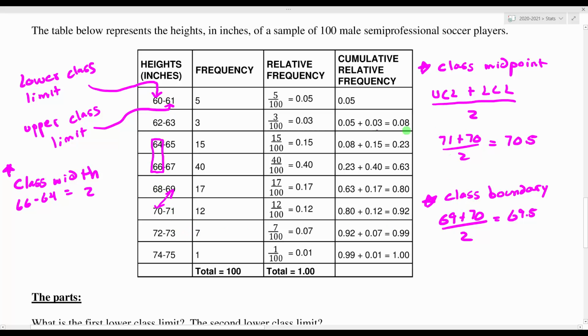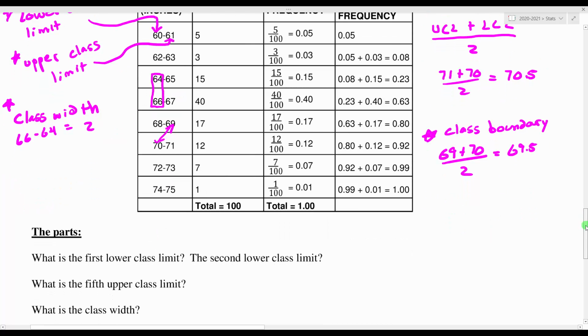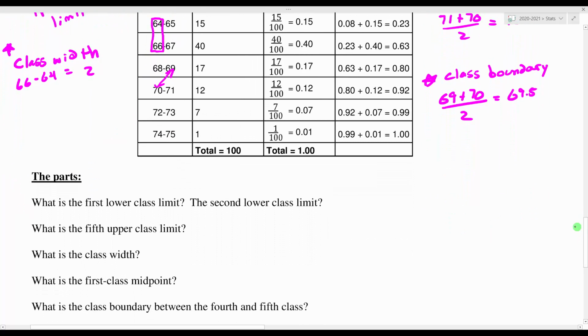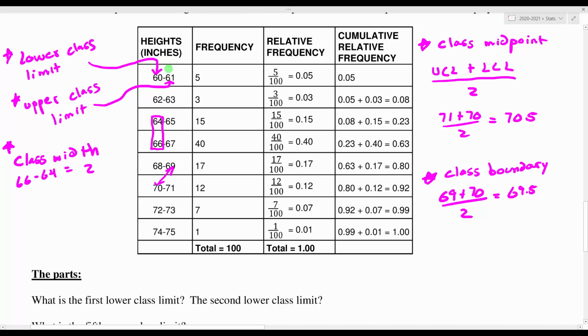So those are all the important terms: lower class limit, upper class limit, class width, class midpoint, and class boundary. You need to know what they are, so that when we talk about frequency tables, you know where to look. Let's go over the parts one more time. The question is, what is the first lower class limit? I go back up to my table, here's the first class, and the lower class limit there is 60. So I'm just going to write 60.